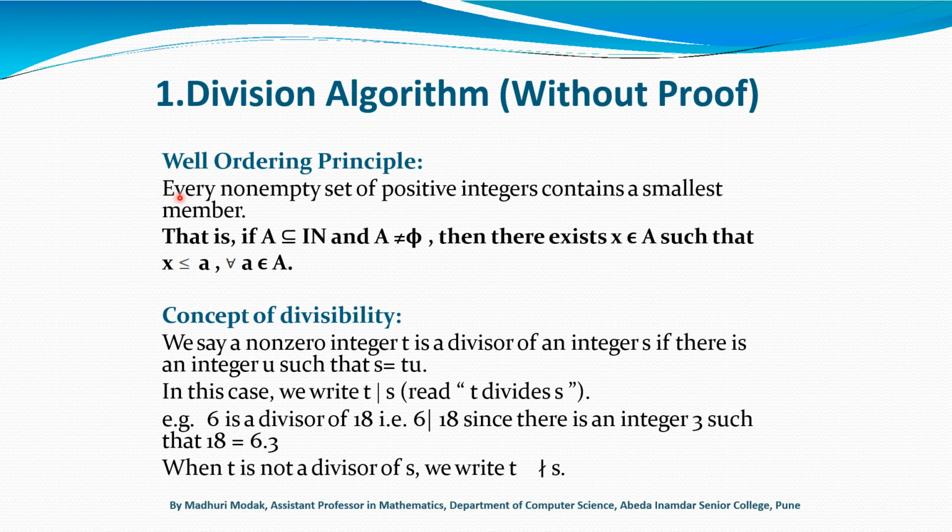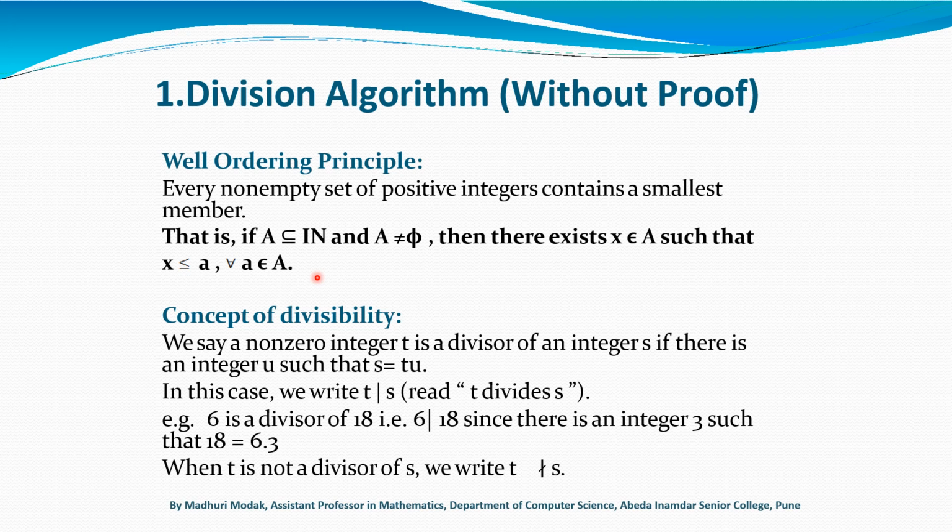See, every non-empty set of positive integers. It means we are considering one subset of positive integers, that is the natural number set. It must be non-empty. It means it should contain at least one element. Then every such set has a smallest member, that means a least member. It means we can find some element x in that set A such that x is less than or equal to a for all a belonging to A. So that is the meaning of the well ordering principle.